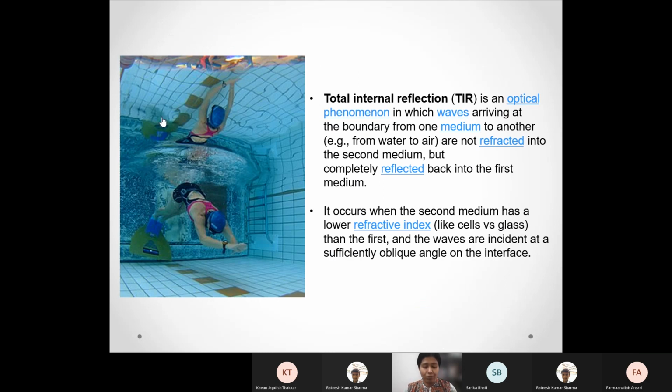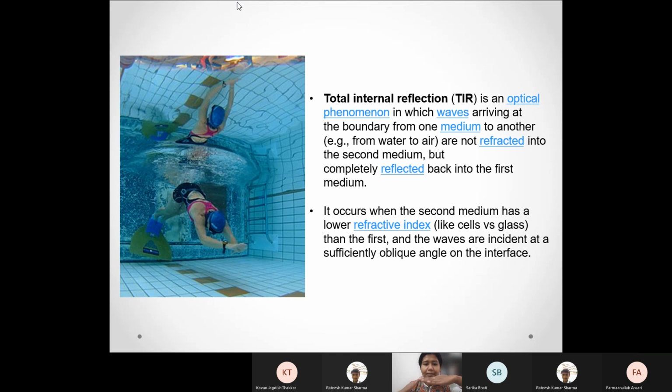What is total internal reflection? Total internal reflection, as Ratnesh has said, is this: suppose you have a glass and air interface. Glass has a certain refractive index, air has a certain refractive index, right? And because of the change in refractive index, when you have incident light falling on the interface between these two materials, the first thing is not total internal reflection. The first thing is it will be refracted, right?